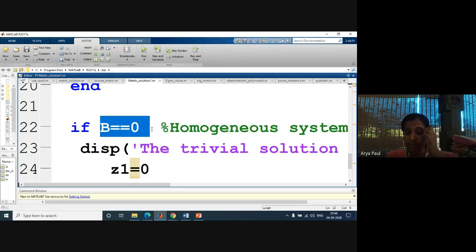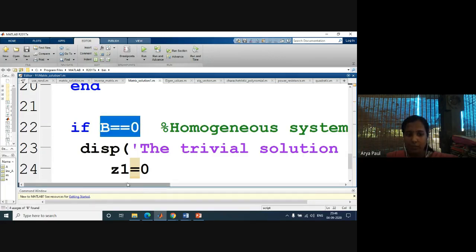What is the B matrix? Ax is equal to B. If B equals 0, it means all the elements inside B are 0. B is a column vector, isn't it? So if all the elements of the column vector B are 0, then I know that this is a homogeneous system of equations, Ax is equal to 0, because B is 0.